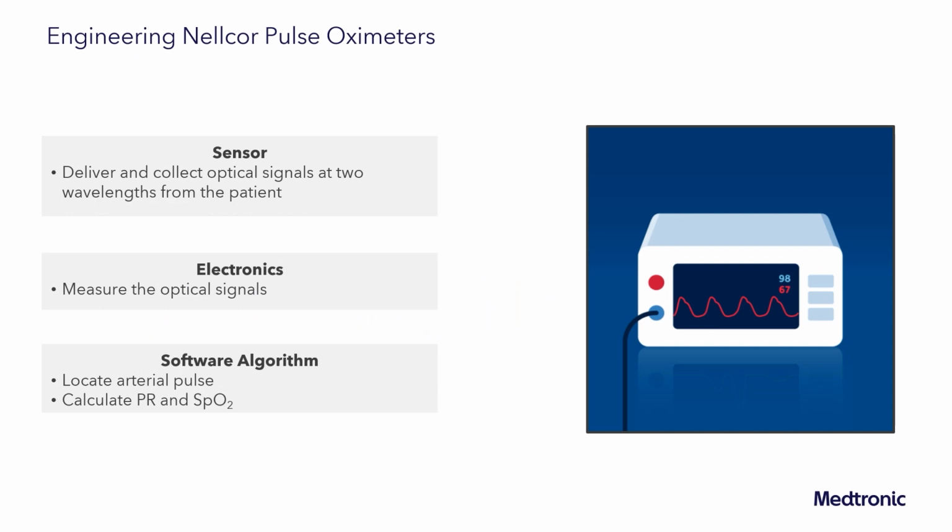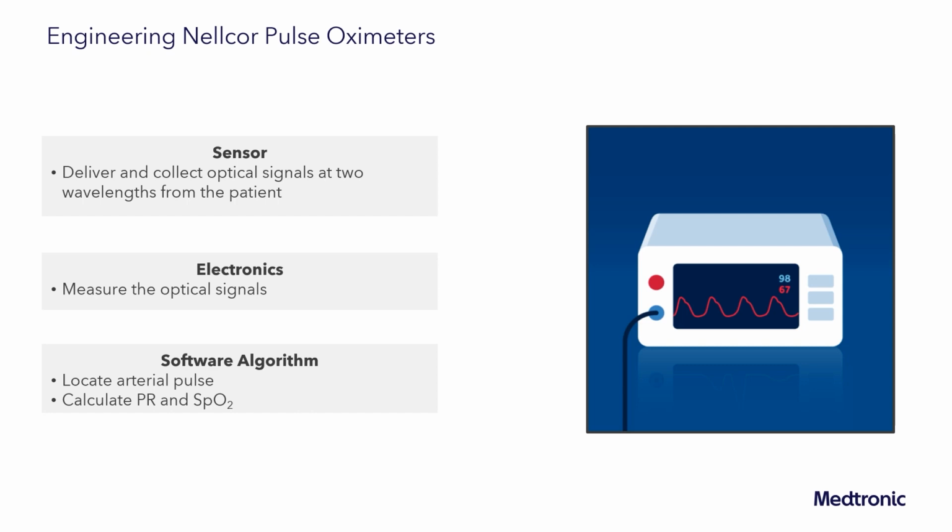Pulse oximeters can be thought of as a system. There are 3 systems working in unison, a sensor, electronics, and the software algorithm, to be able to report out those values that you're so used to, pulse rate and SpO2.